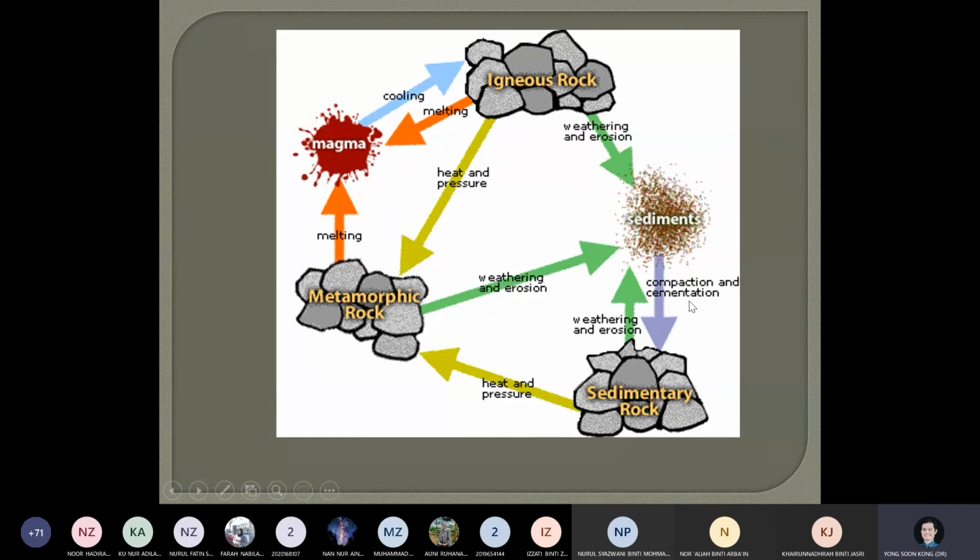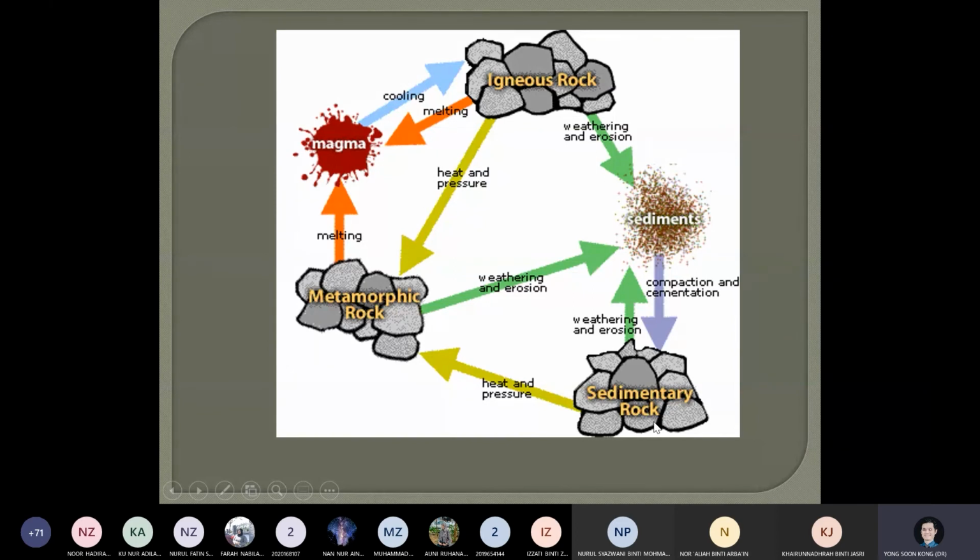compaction, and also cementation. Cementation is the reaction where they get stuck together due to a certain chemical reaction. It's just like cement. Now, cement, they are stuck together due to the presence or interaction with calcium. So when they form sediments, if there is calcium, they tend to cement, and when you compress it back, it will become a sedimentary rock.